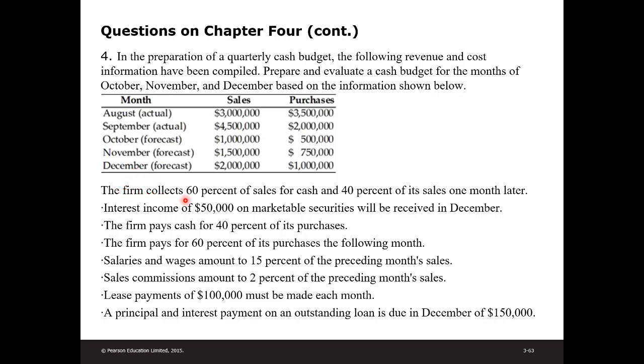The firm collects 60% of its sales for cash and 40% of its sales one month later, which means that we have only one month lag. Interest income of $50,000 on marketable securities will be received in December. So we have another cash receipt here of $50,000 in December.